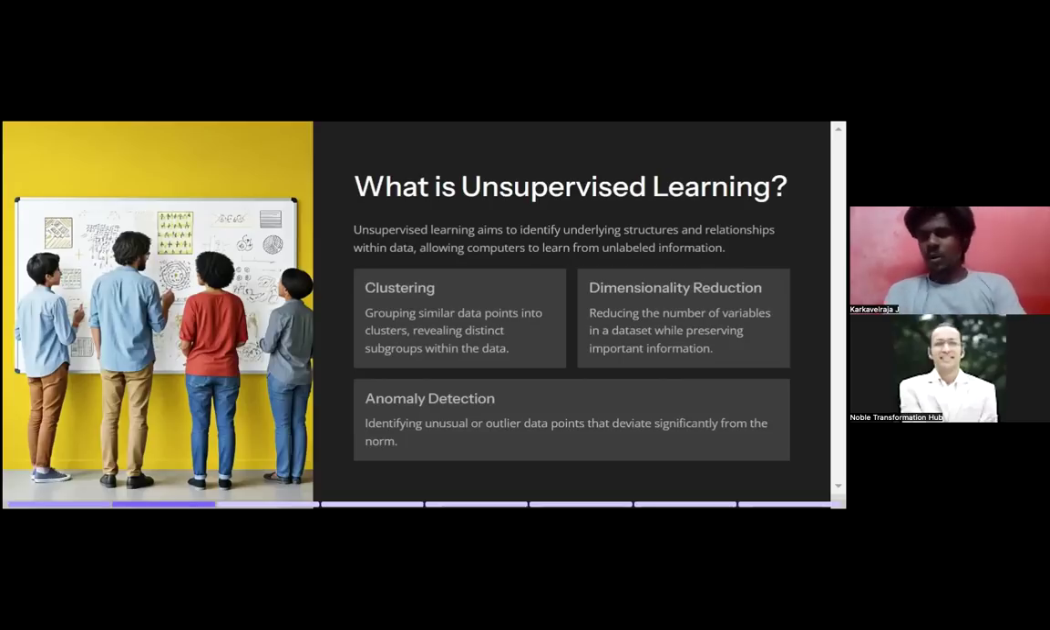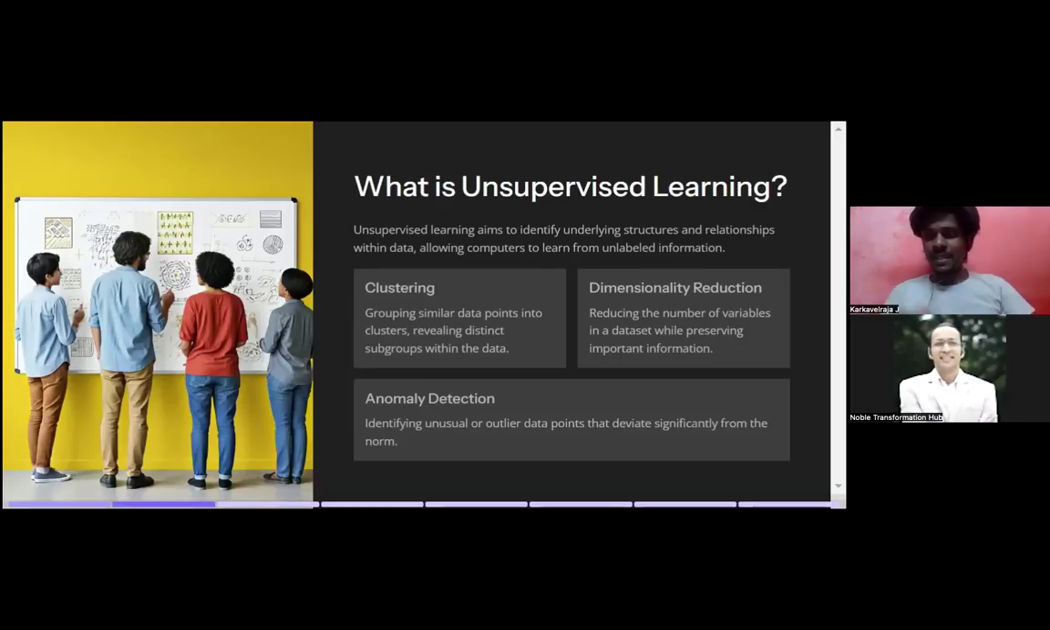Anomaly detection, let's see what it is. Identifying unusual or outlier data points that diverge significantly from the norm. It's more likely for transaction-like data. We get lots of anomalies in the share market, the stock market. Whenever there is a trend and there is some mismatch in the trend, it is treated as an anomaly, like an outlier. Whenever an outlier is predicted, it is treated as anomaly data. These are the three different types present in unsupervised learning.